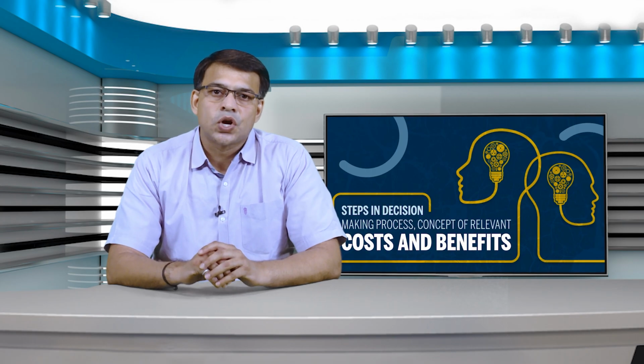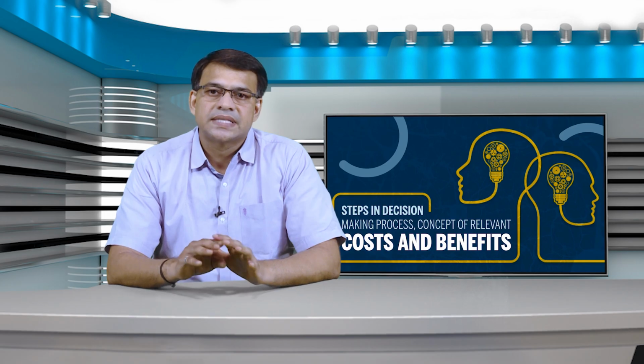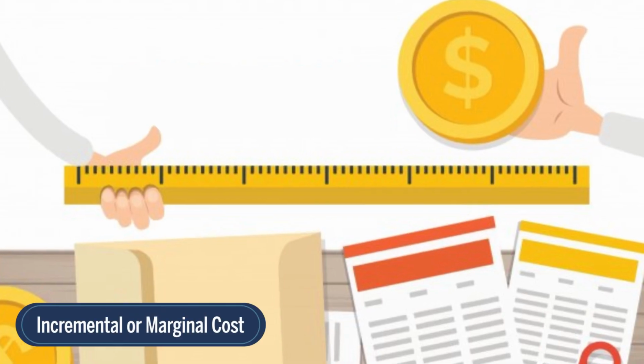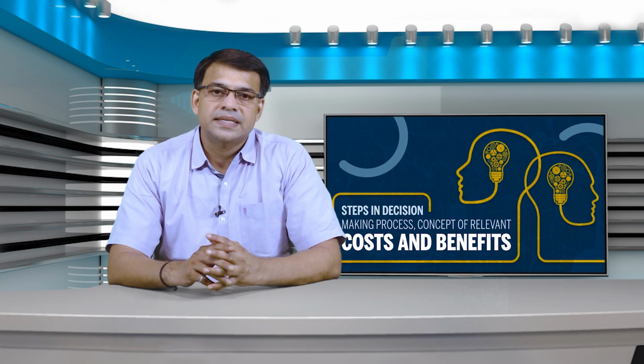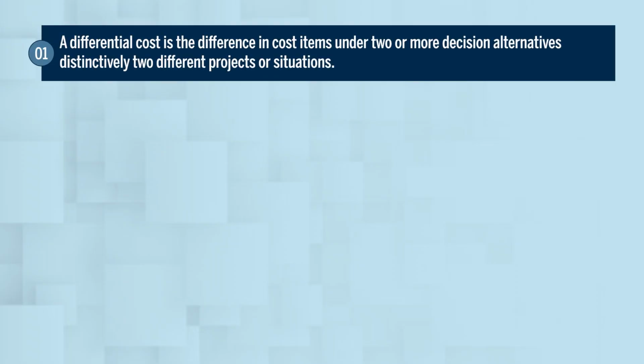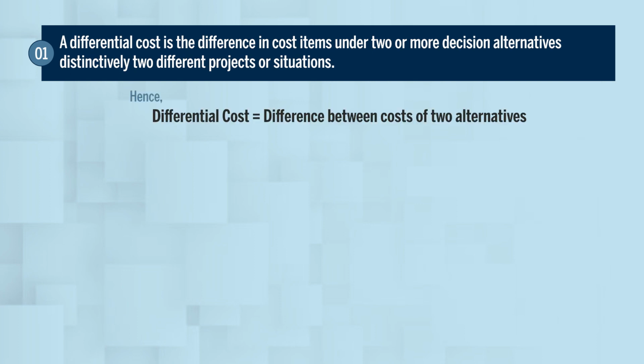Friends, relevant cost includes concepts such as differential cost, incremental or marginal cost, and opportunity costs. Let us discuss them one by one. A differential cost is the difference in cost items under two or more decision alternatives relating to different projects or situations. Hence, differential cost is equal to the difference between the costs of two alternatives.